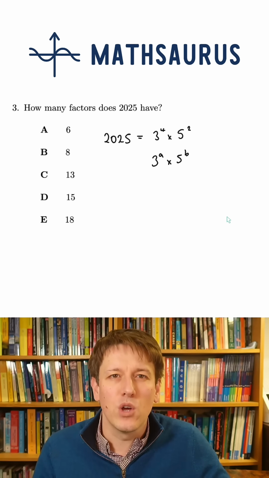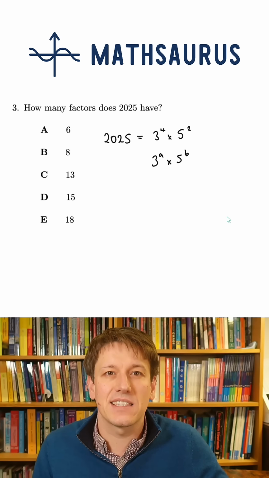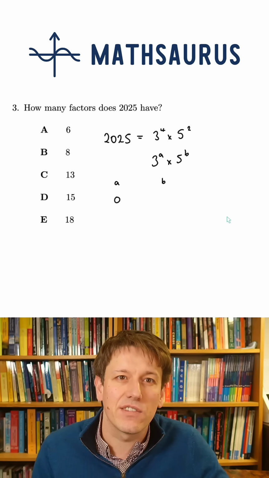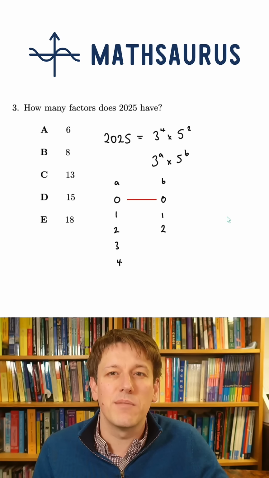Well, let's think about what we said there about 3 to the a times 5 to the b always being a factor of 2025, so long as a is less than or equal to 4 and b is less than or equal to 2. We could make a table then of the possible values of a and b. I can have a from 0 to 4 and b from 0 to 2, and if I took a equals 0 and b equals 0, that would be 3 to the 0 times 5 to the 0, that's 1, that's the first factor of 2025.